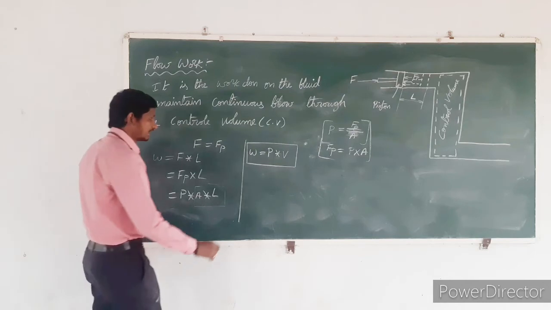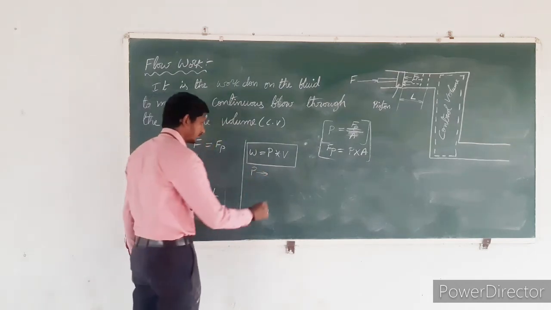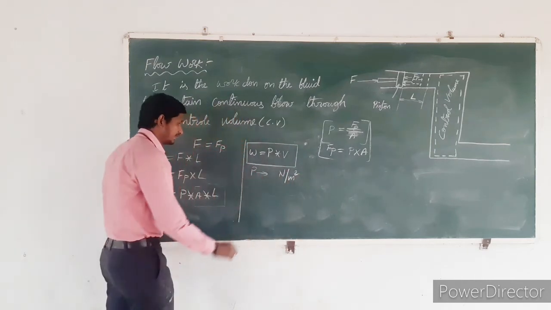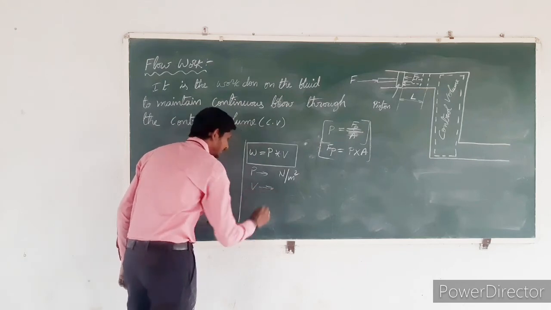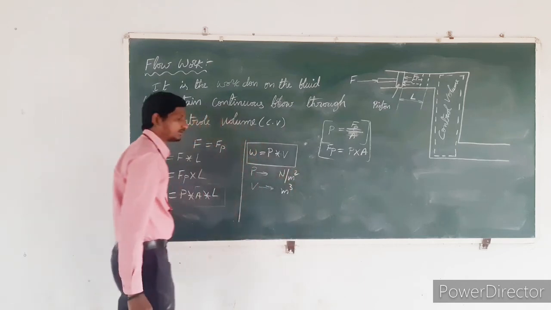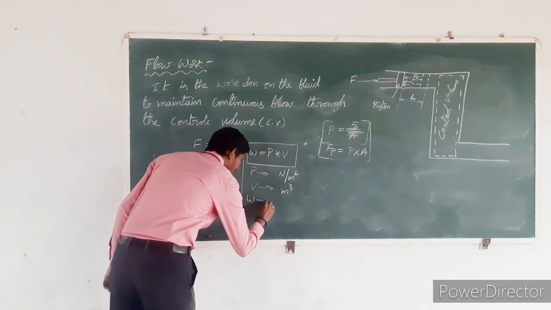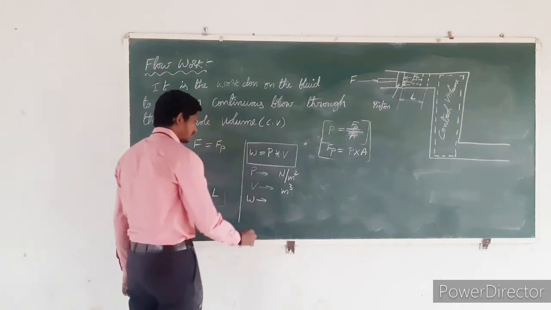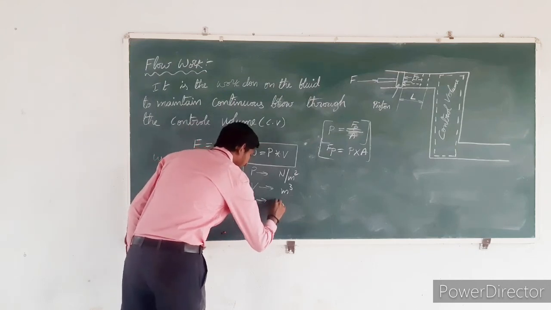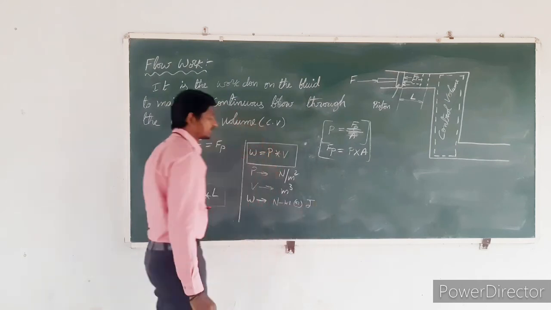Here P stands for internal pressure of the fluid, in Newton per meter square. V stands for volume of the fluid. Units for volume is meter cube. W stands for flow work. So units for flow work is Newton meter or joules.